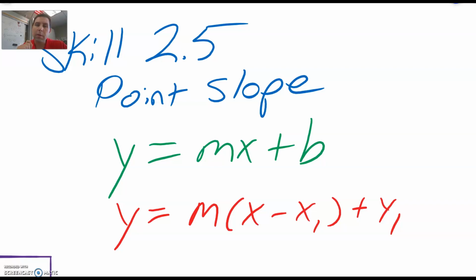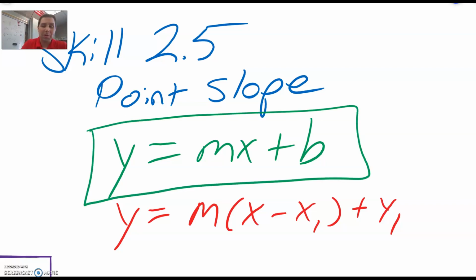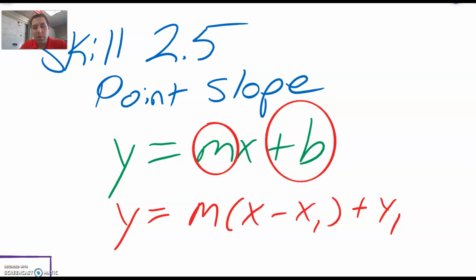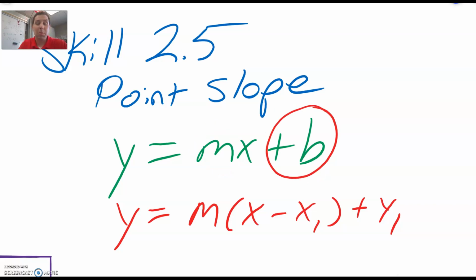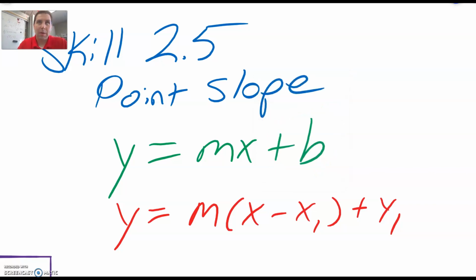Okay, let's go over skill 2.5, which is writing a linear equation using point slope, or the point slope formula. You are familiar with the formula that you see in green. This is slope-intercept form, or in other words, if you know what the y-intercept is, which is b, and the slope, which is m, you can create the equation. That's what we've been doing with the vein charts and how you had to write the story given the numerical, or write the equation given the graph. That's what we've been doing last week.